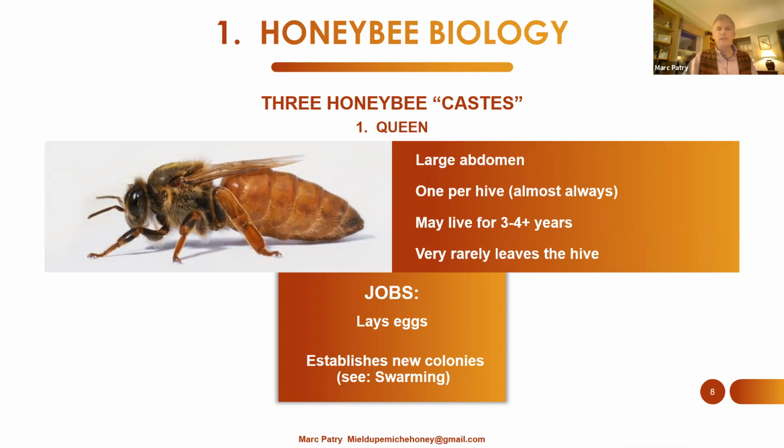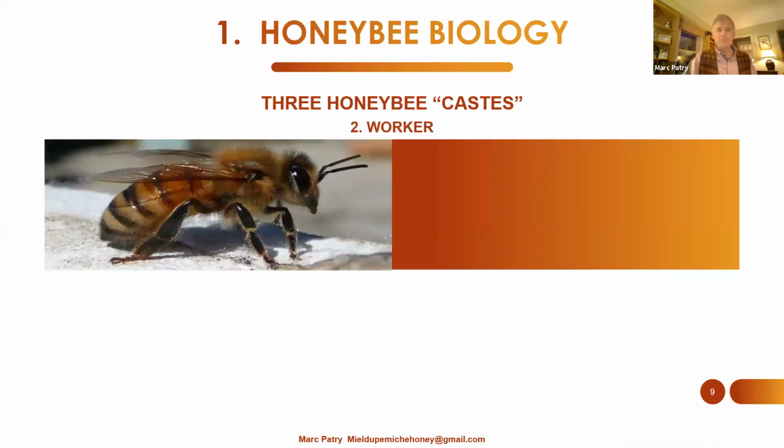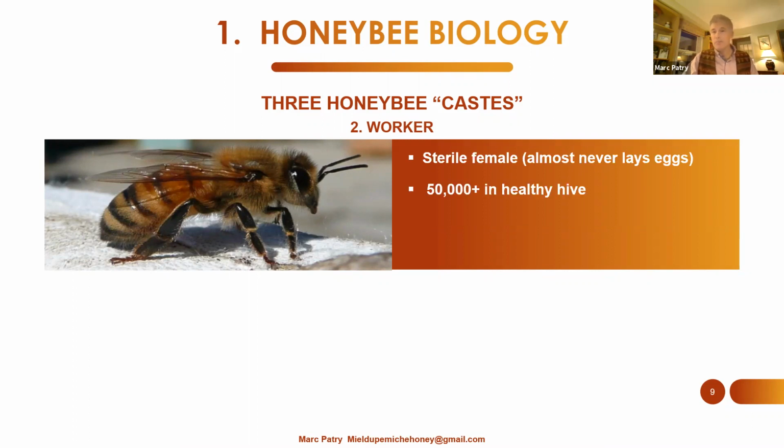So after the queen, we have the worker bee. This is the one that does all the work. She's a sterile female. She almost never lays eggs, and there are exceptional circumstances where worker bees will lay eggs, and we'll talk about that later, although her eggs will not be fertilized, and so it doesn't result in a viable colony. You have a lot of worker bees in a hive, up to 50,000.